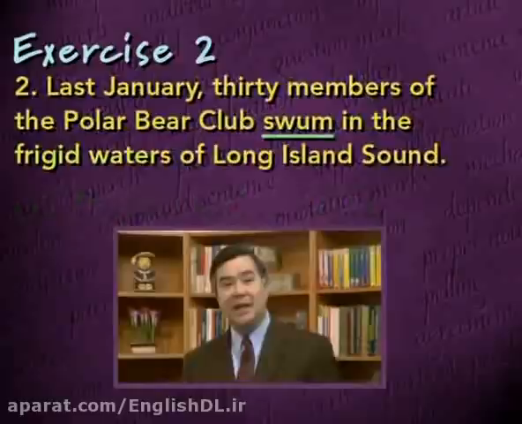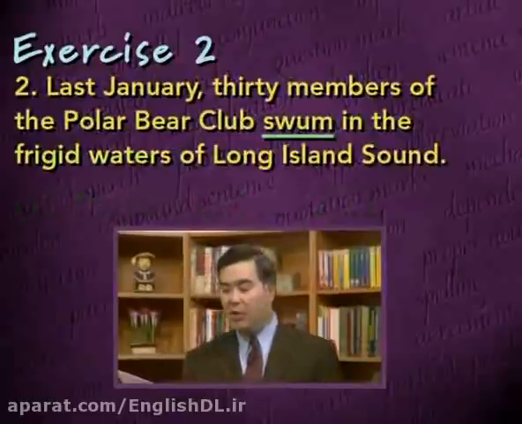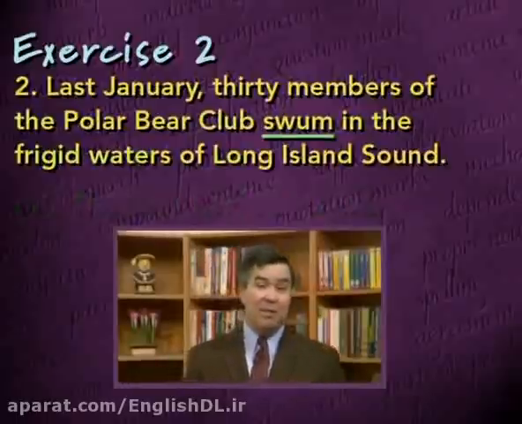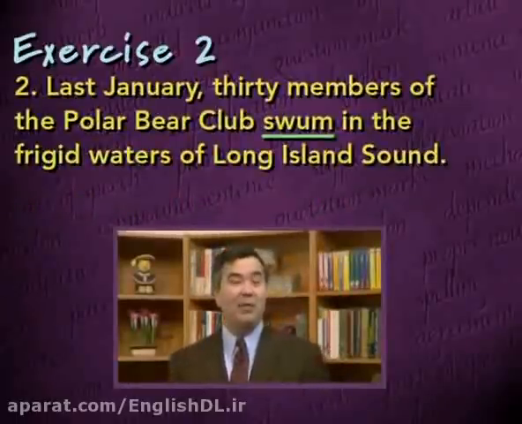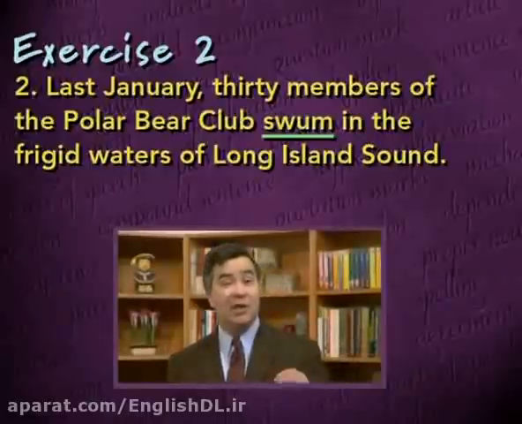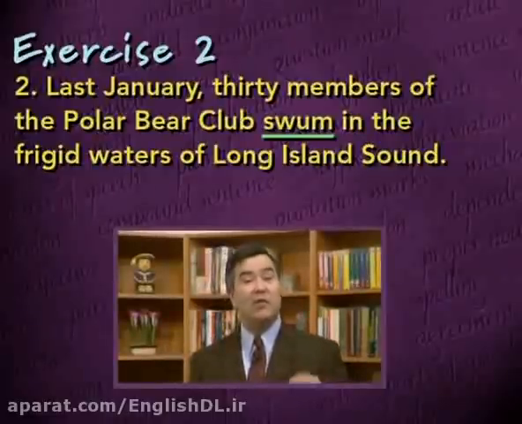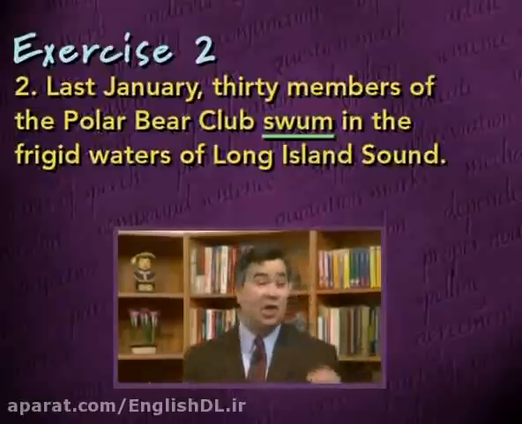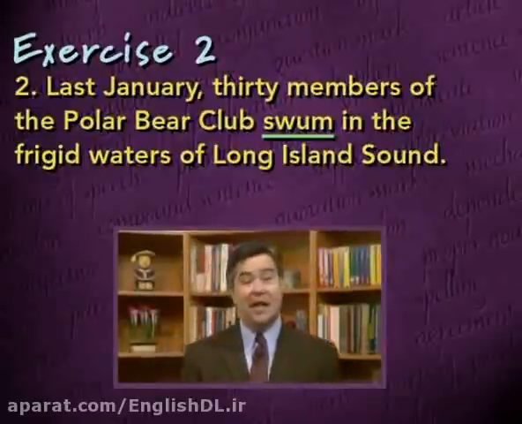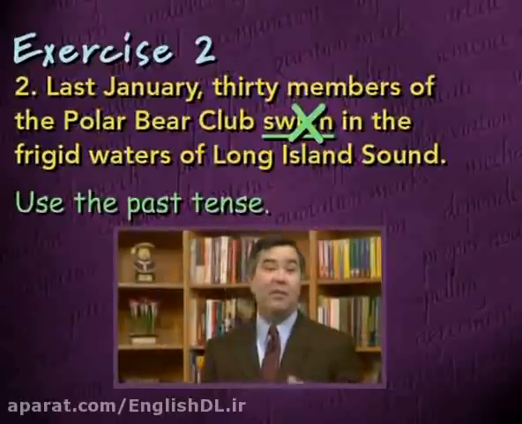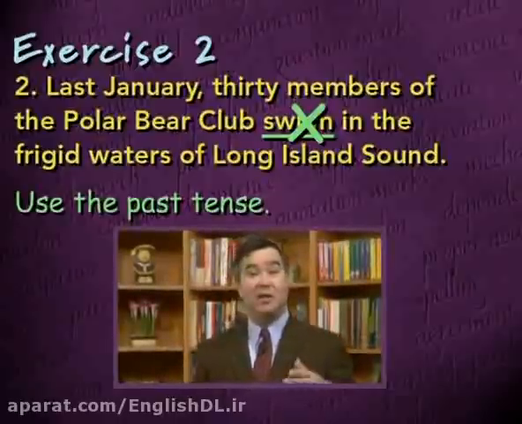Next example. Last January, 30 members of the Polar Bear Club swum in the frigid waters of Long Island Sound. Maybe you've heard of the Polar Bear Club. It's a group of men and women who like to swim in very cold temperatures. Now here, the irregular verb swum has been underlined, and the question is, is this correct or not? First of all, what tense are we dealing with? Well, we're talking about something that happened last January, so this is a past event, and therefore the past tense ought to be used. And the past tense is formed simply from the past principal part of the verb.